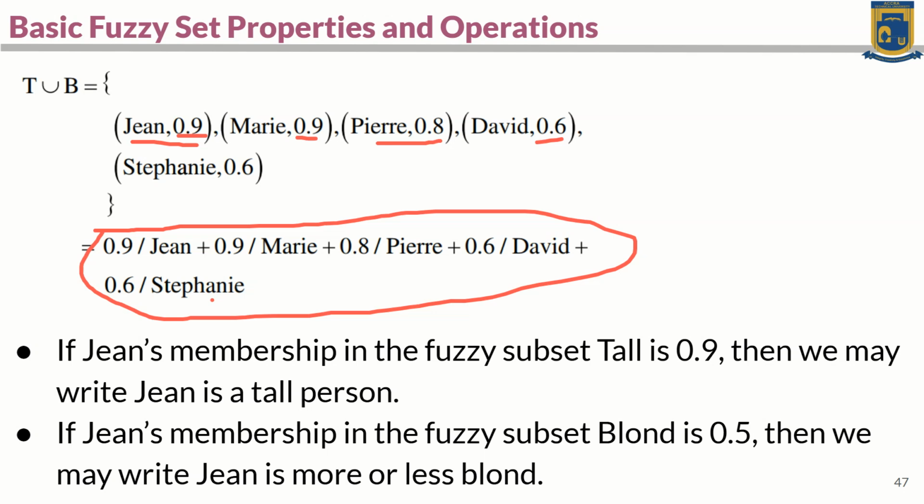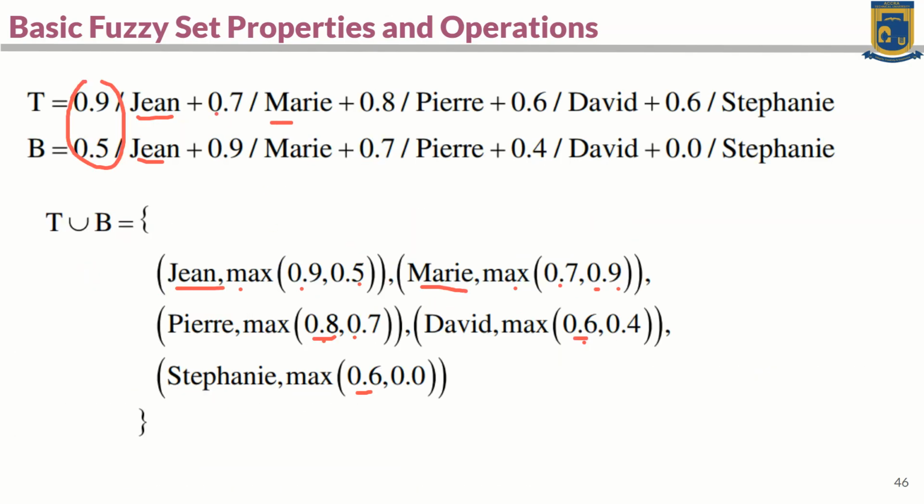I'm comparing. If you say I'm comparing, I don't get it. I'm returning the maximum. I'm returning the maximum among the degree of membership. So if you look at it over here, the degree of membership, tall and blonde. Okay, I'll return the maximum, which is 0.9. Then when I come to Marie, I also return the maximum.